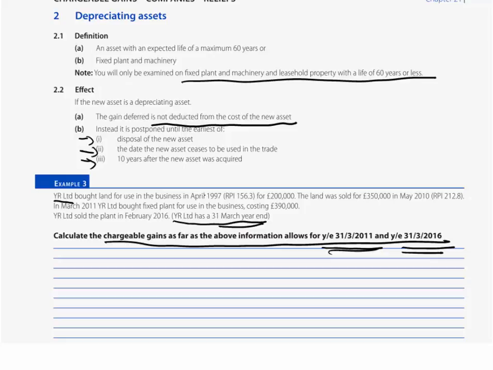It bought land for use in the business back in April 97. We're told the RPI cost 200,000. The land was sold for 350,000 in May 2010. May 2010 as a disposal date is within the year ended March 11. We're told again the RPIs, and therefore we can calculate the indexation. So there would be the first task to perform, calculating the gain that arose within the year ended March 11.